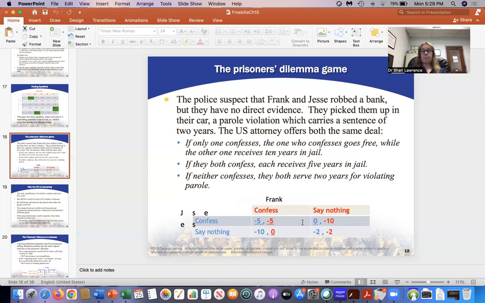Now we're going to figure out what is the best decision for each of these people, based on what you think the other person is going to do. Frank is in red, Jesse's in blue. Let's start with Frank. If Frank thinks that Jesse's going to confess, that's on this row, what should Frank do? If he confesses, he's going to get 5 years. If you want to write this down on paper, circle this 5. That's his best outcome there.